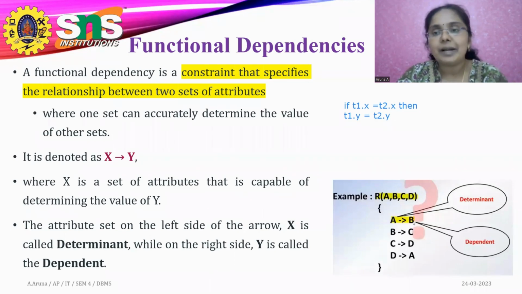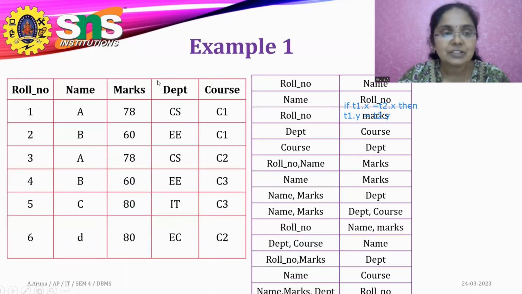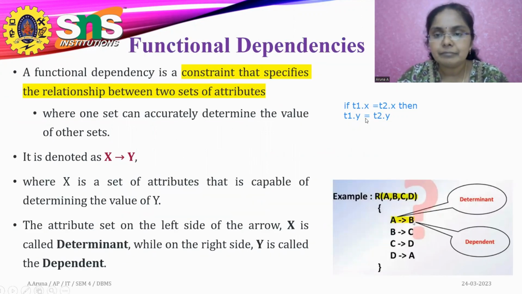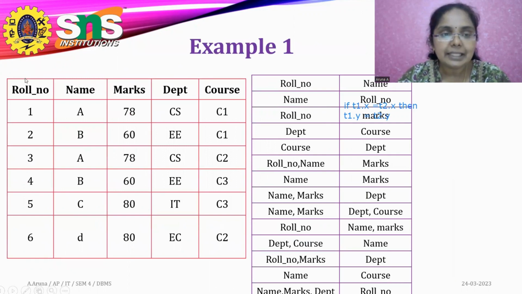Now, let us see how we can identify this with the help of a table. Next, we're going to see examples under functional dependencies. Here I have given one example with the roll number, name, marks, department, and course, and I am giving six tuple entries in this table. I am also giving a few relationships, and by using them we can identify whether it is a dependency or not.